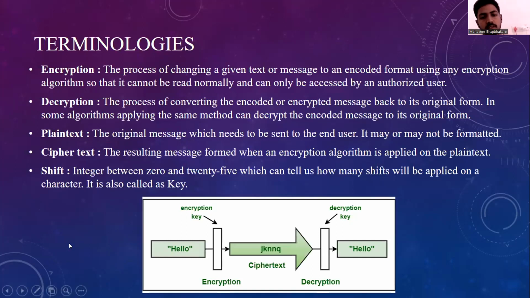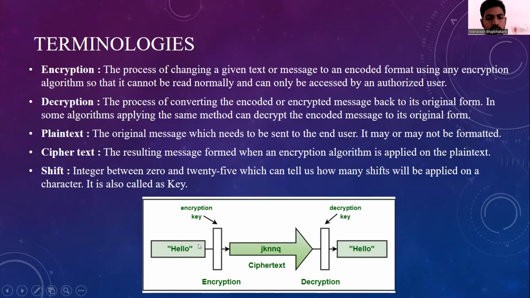So, terminologies. There are various terminologies in this cryptanalysis. The first one is encryption. Encryption is the process where the plain text is converted into the ciphertext with the help of a key. The key is the number of shifts by which we want to shift the data.